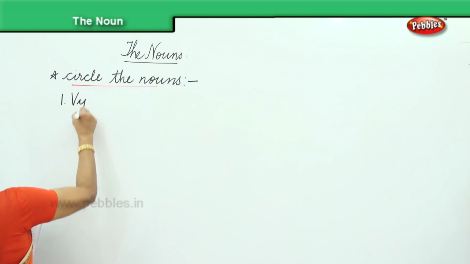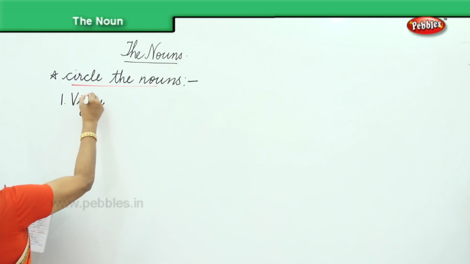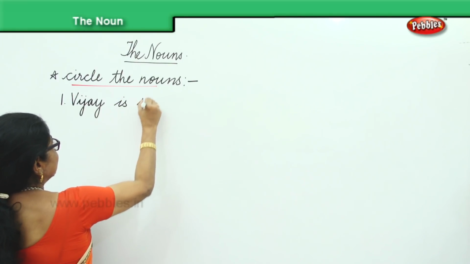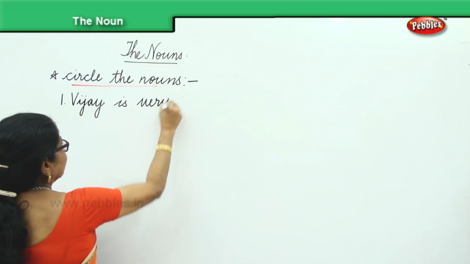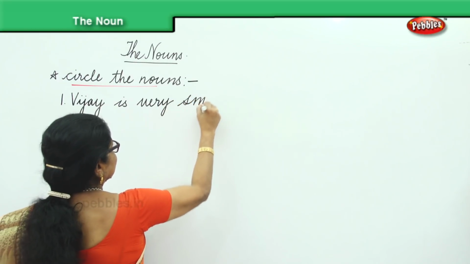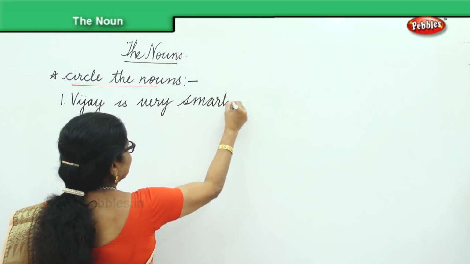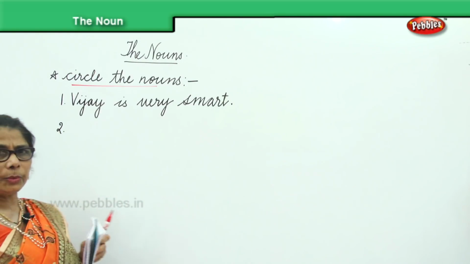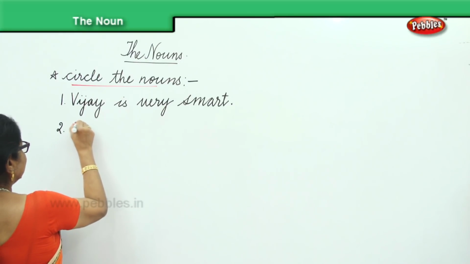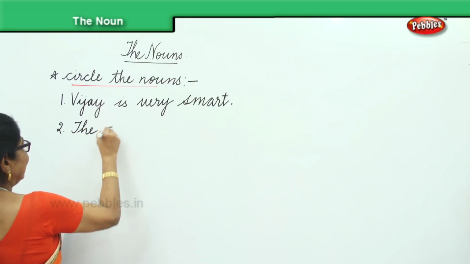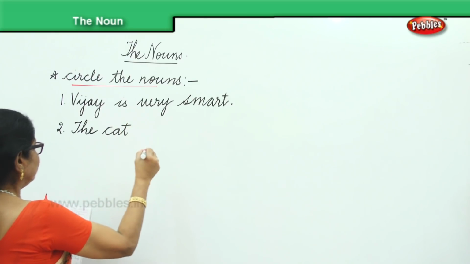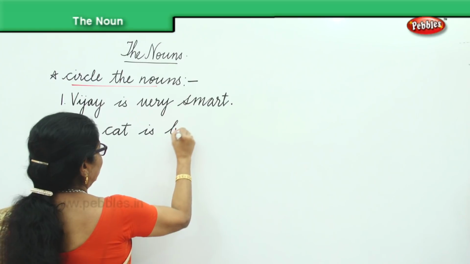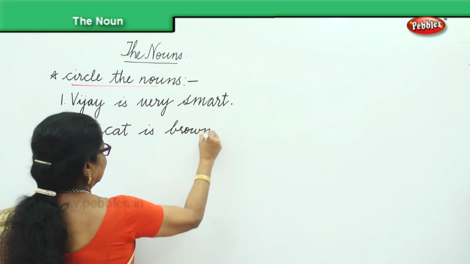Vijay is very smart. Begin with the cap letter, end with the full stop. That's what we learned. The cat is brown.